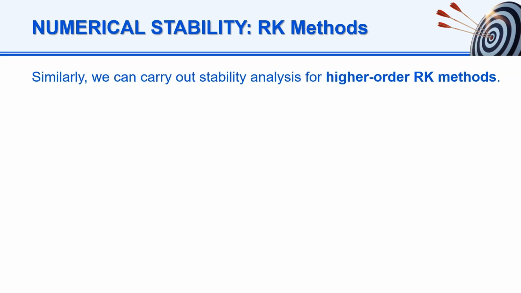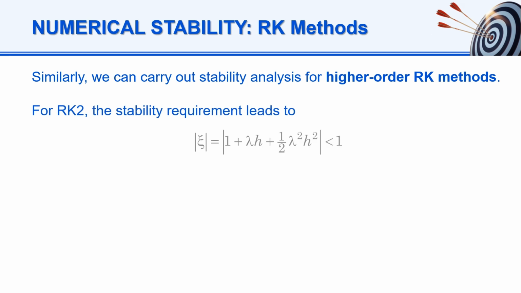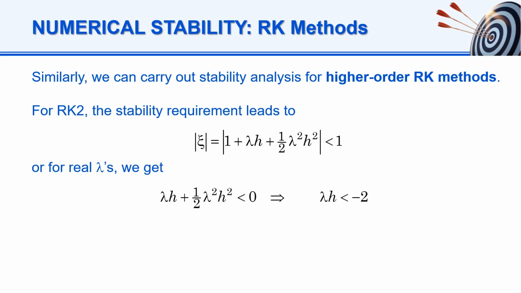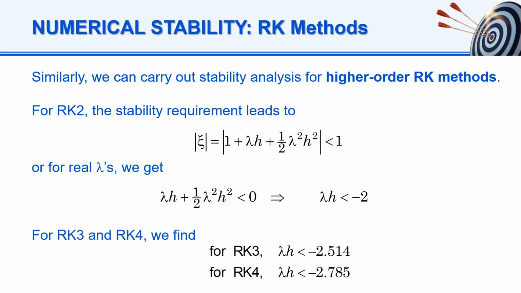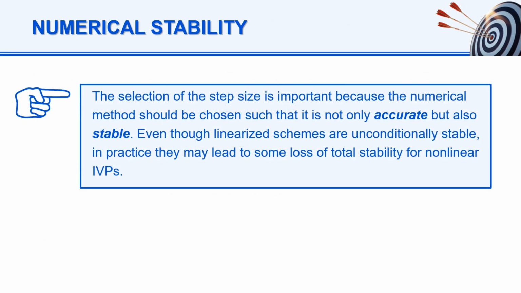Similarly, we can carry out stability analysis for higher-order Runge-Kutta methods. For RK2, the stability requirement leads to, or for real-valued lambdas, we get, for RK3 and RK4, we find the stability criteria as follows. The selection of the step size is important because the numerical method should be chosen such that it is not only accurate but also stable.